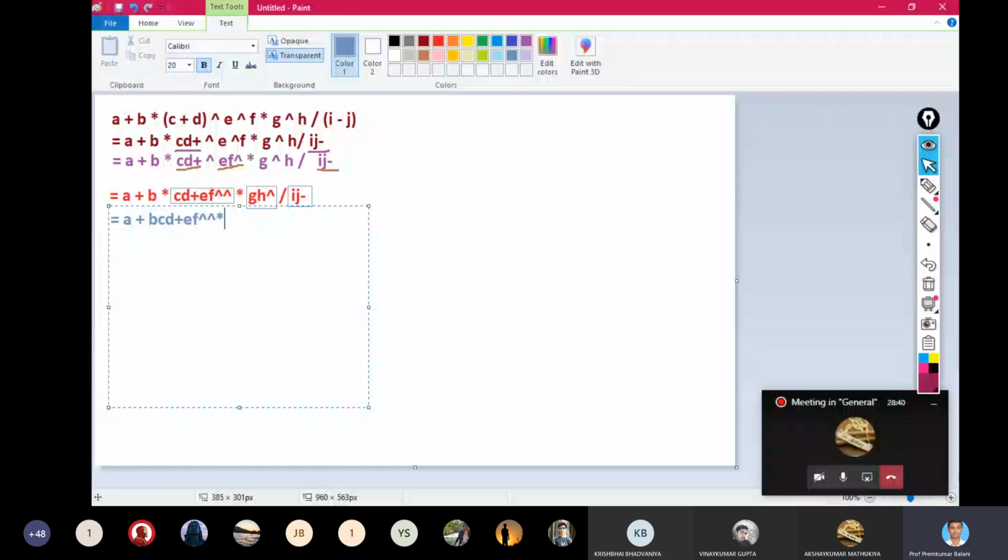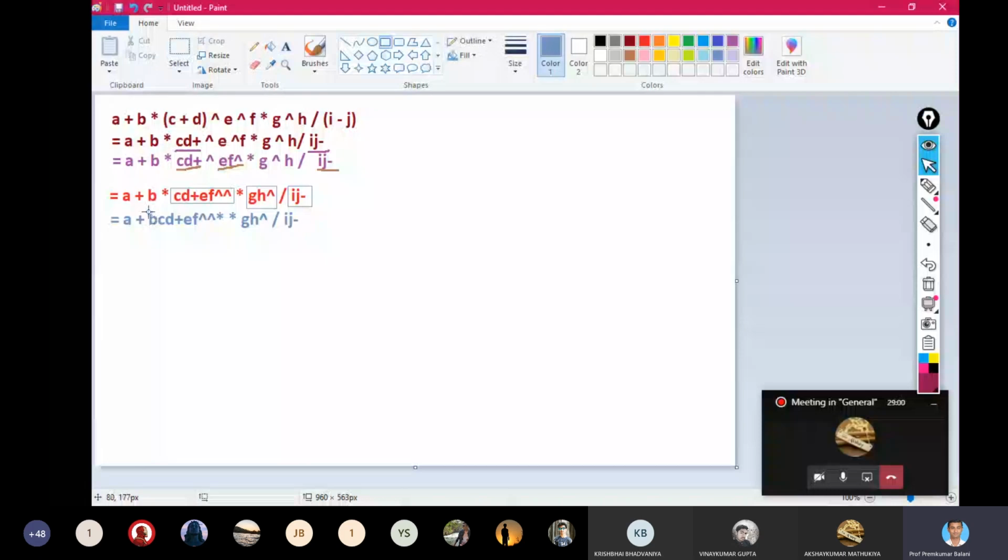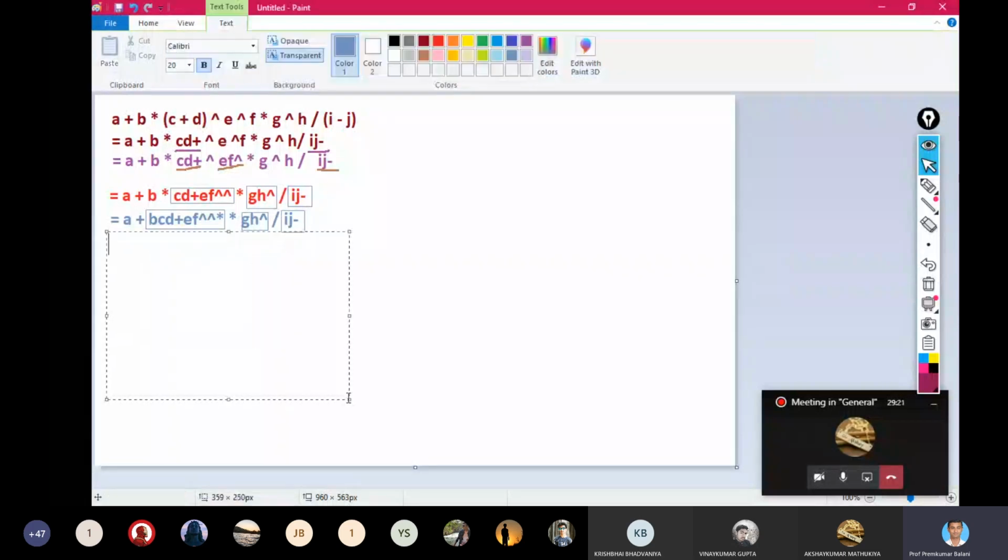Okay, let me do it step by step, otherwise some of you may get confused. Raised to, divided by IJ minus. So now here this has become one operand. This is one more operand, and this is one more operand. So now I have 4 operands and 3 operators remaining, and so on. You can go ahead. Let me complete this.